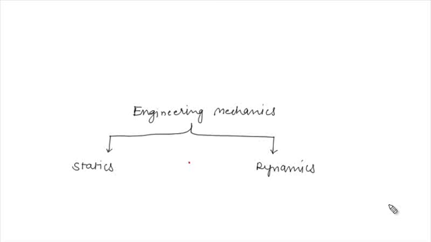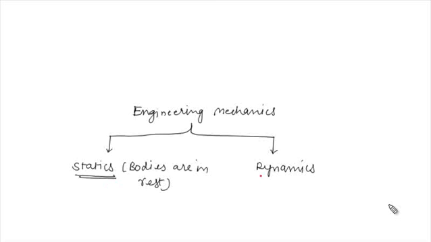As I mentioned earlier, engineering mechanics is the branch of science which deals with bodies which are at rest or in motion. So we have two different kinds of states of a body. First, the body will be at rest, and second, the body will be in motion. The branch of engineering mechanics which deals with bodies at rest is called statics. So statics is the branch of engineering mechanics in which we are interested in bodies which are at rest.